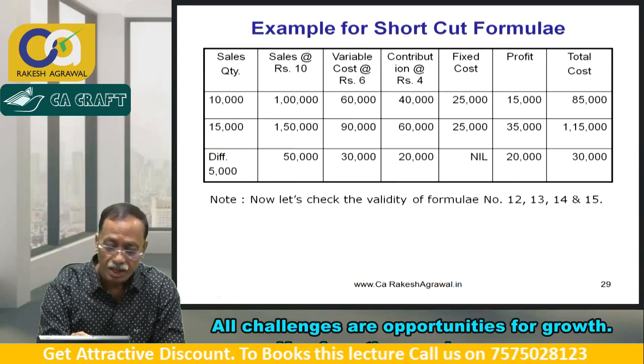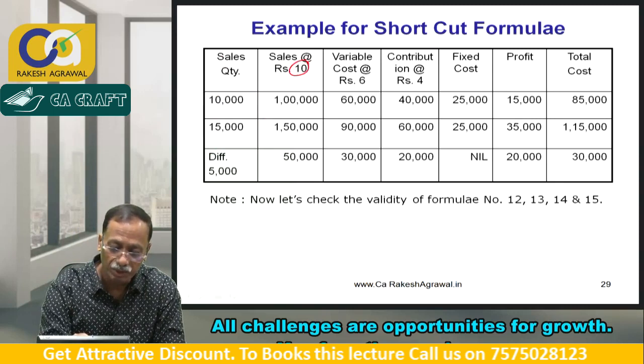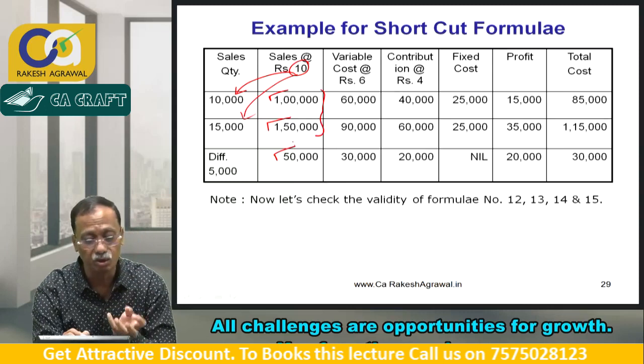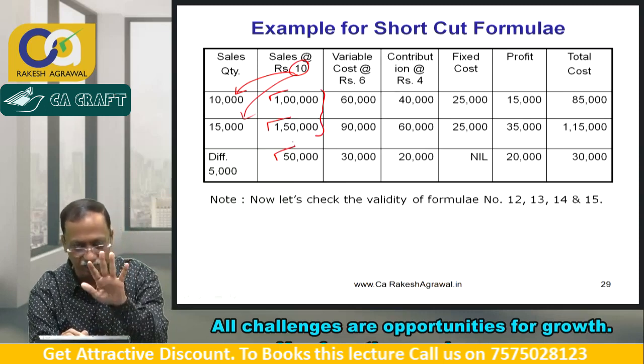Now selling price I am taking 10 rupees per unit. 10 rupees per unit into 10,000 units is 1 lakh. 10 per unit into 15,000 units is 1,50,000. And the difference between the two sales is 50,000 rupees. This is sales in rupees. Differential sales is rupees 50,000. Just understand, I will give you the time to write.